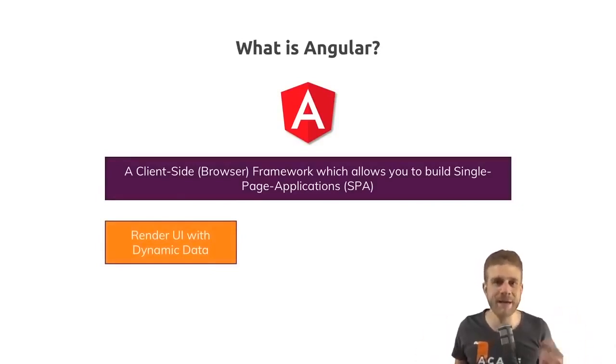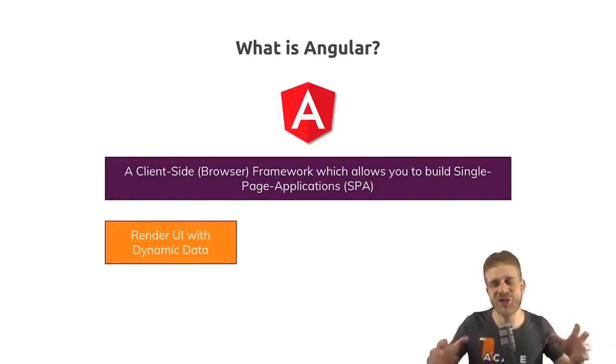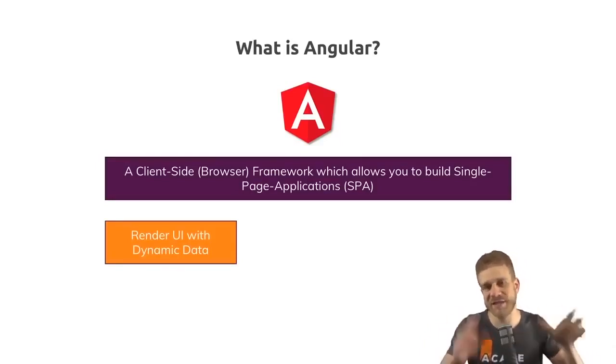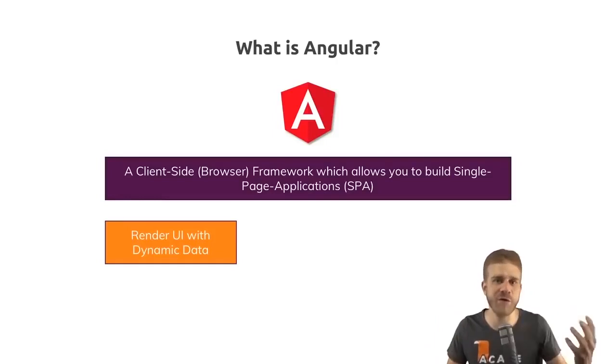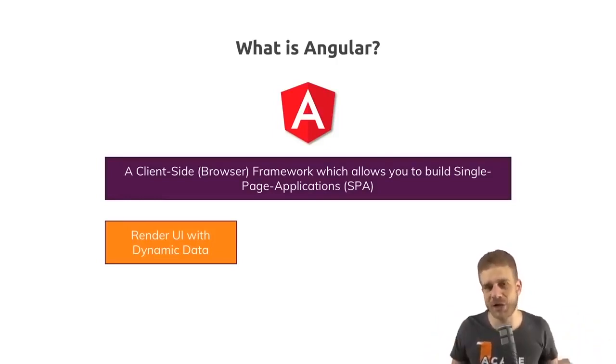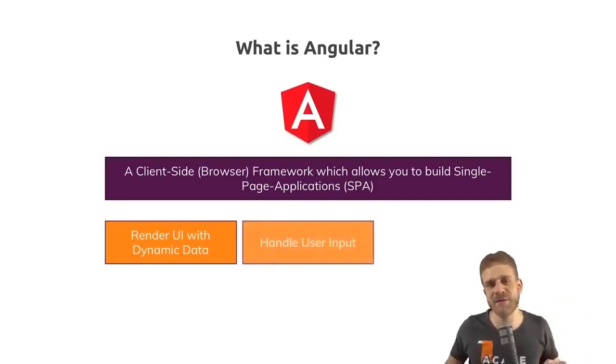And that dynamic data part is important, of course. Its job is not just to render some static HTML and some CSS. We wouldn't need JavaScript for that. Its job is to update the UI whenever we have new information. Let's say when you created a new post, we want to immediately update the UI to show that new post there. It also is responsible for handling user input, so validating that user input and also sending it to the server, because that's the third part it does.